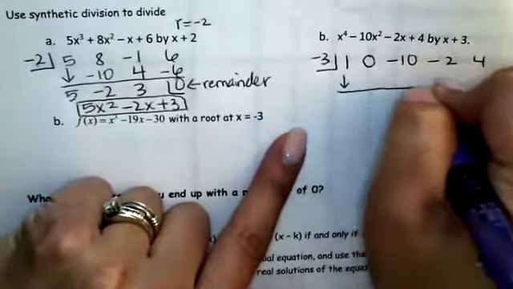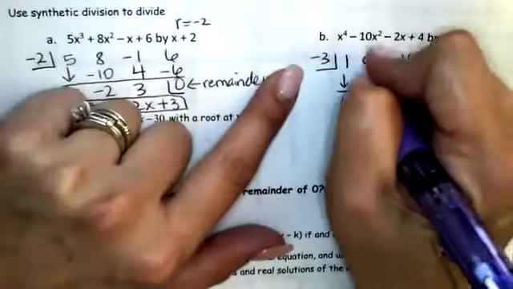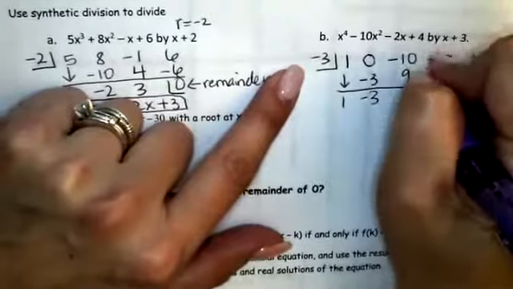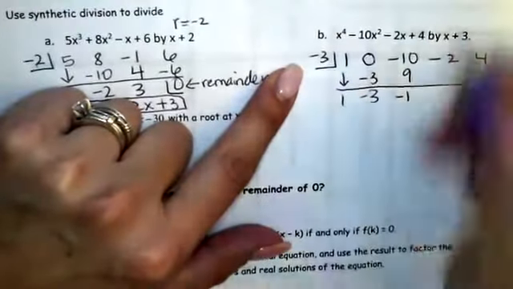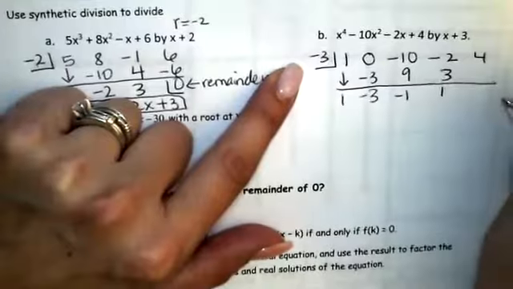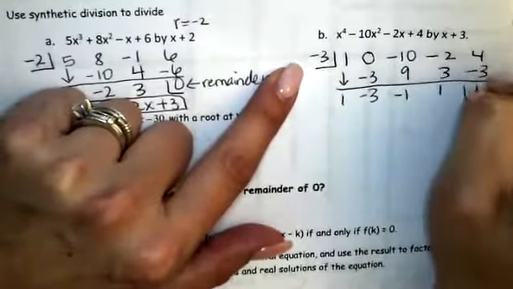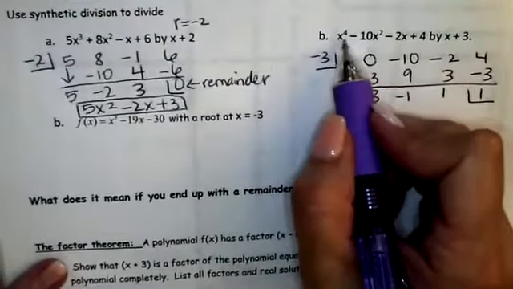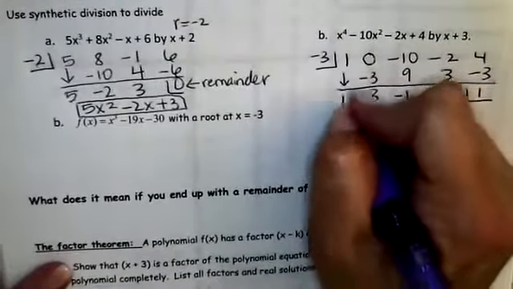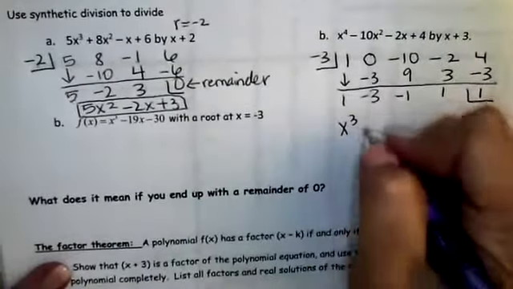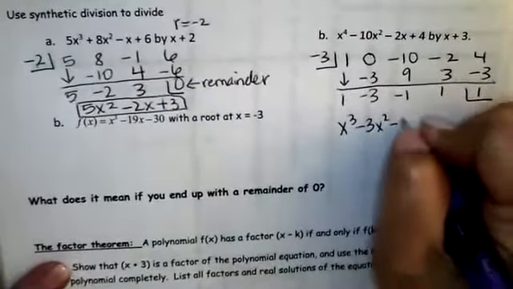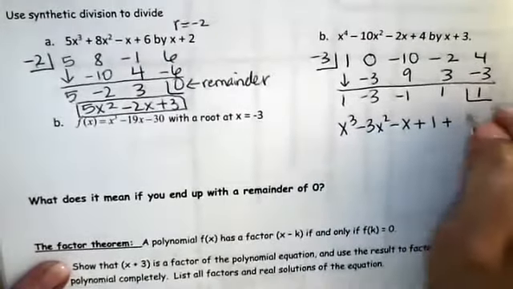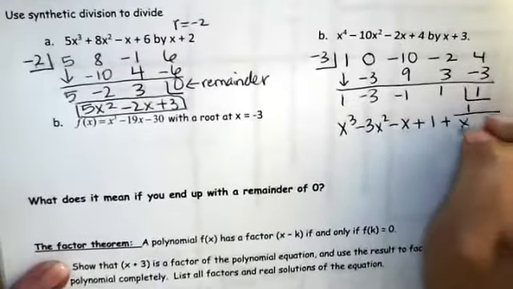So I drop the 1, I multiply, and then add up and down. I multiply, and then add up and down. Multiply, add up and down, and multiply and add up and down. This right here would be our remainder. I start with 1 less, so that was x to the 4th. So this is my coefficient for x cubed, my coefficient for x squared, coefficient for x, and then my constant. And just like with long division, I put that 1 over x plus 3.